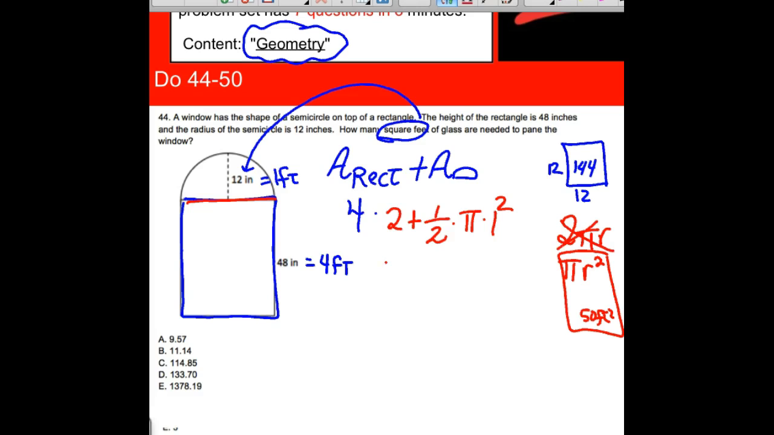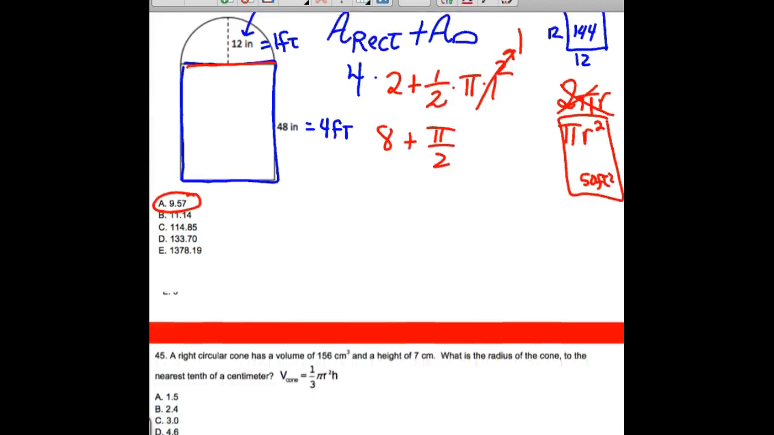When you do this on a calculator, 8 plus 1/2 of pi or pi over 2, the 1 squared is just 1, so no need to enter that. You can use your pi button or 3.14. These are far enough apart answers where you'd still get the right solution. You'll have 9.57 square feet for that window.